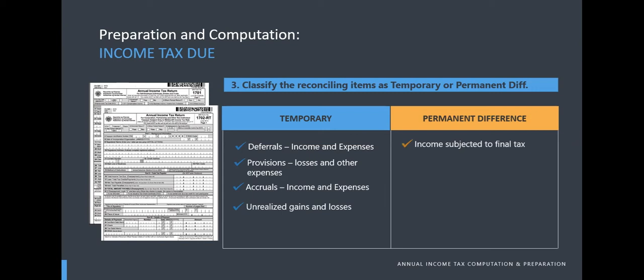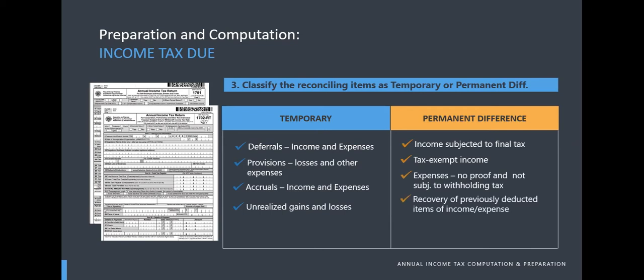Under the permanent differences, those incomes subjected to final tax are non-taxable forever. So they are not taxable. And then those that are exempt by nature or by law. And if there are expenses that have no proof or are not subjected to the corresponding withholding tax, and if there is a recovery of previously deducted items of income and expense, then it is considered a permanent difference.